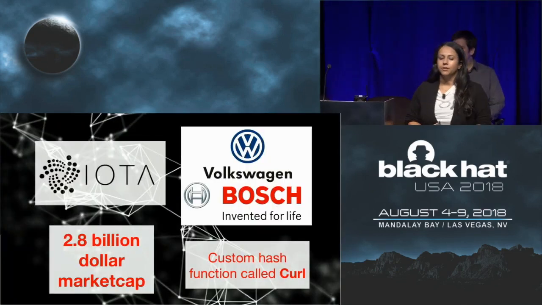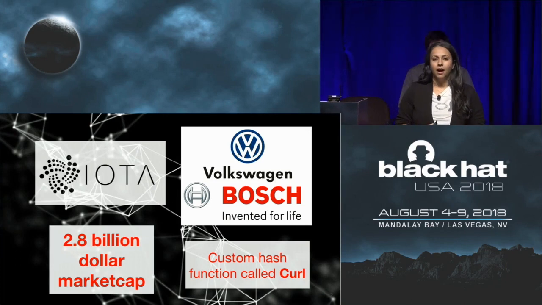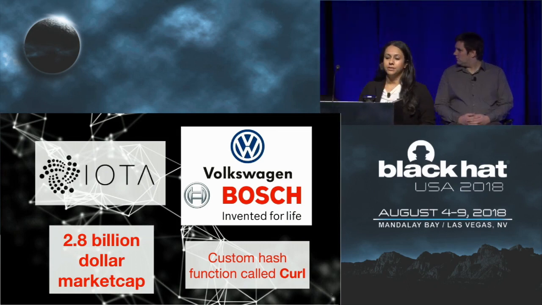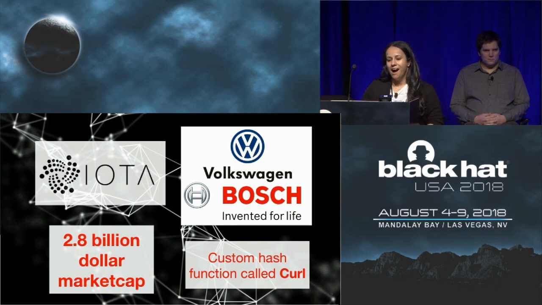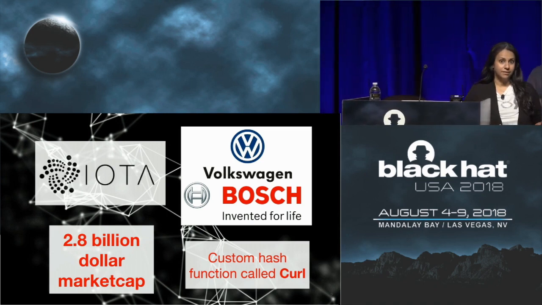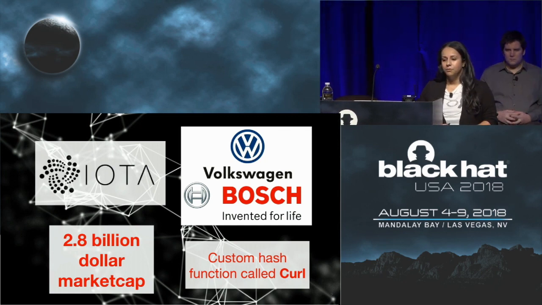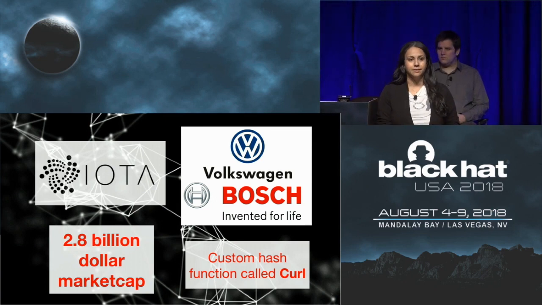So what is IOTA? You might not have heard of it. It's actually a top 10 cryptocurrency. As of a few days ago, it had a valuation of about $2.8 billion, but there's been a little bit of a dip in cryptocurrencies, so it's a little lower right now. They have a lot of partnerships with large companies. For example, Bosch has purchased, in their own words, a significant number of IOTA tokens.